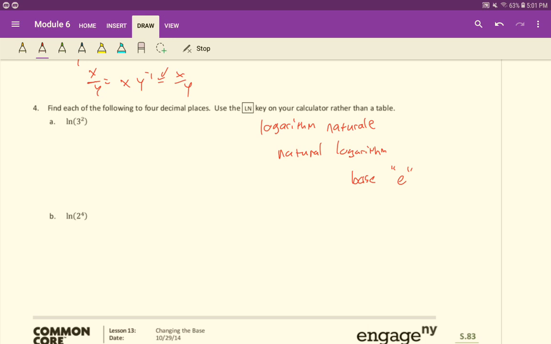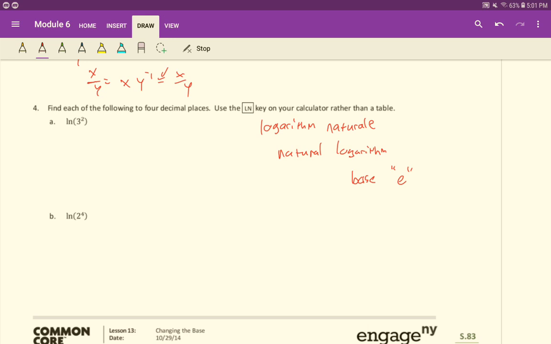And e is an irrational number, much like pi or the square root of 2, and it shows up a lot in nature, and certain kinds of growth and decay. So anyway, it's a button on our calculator that we can use. It's just the ln key. It's next to the number 4 if you have a TI graphing calculator.